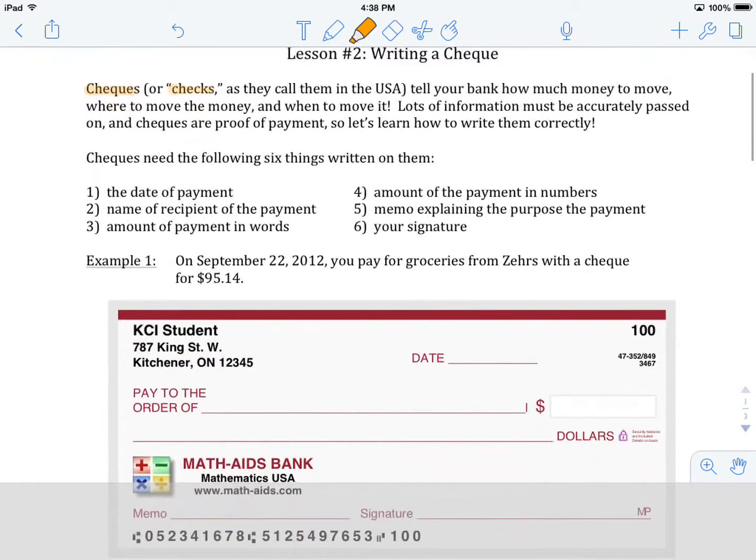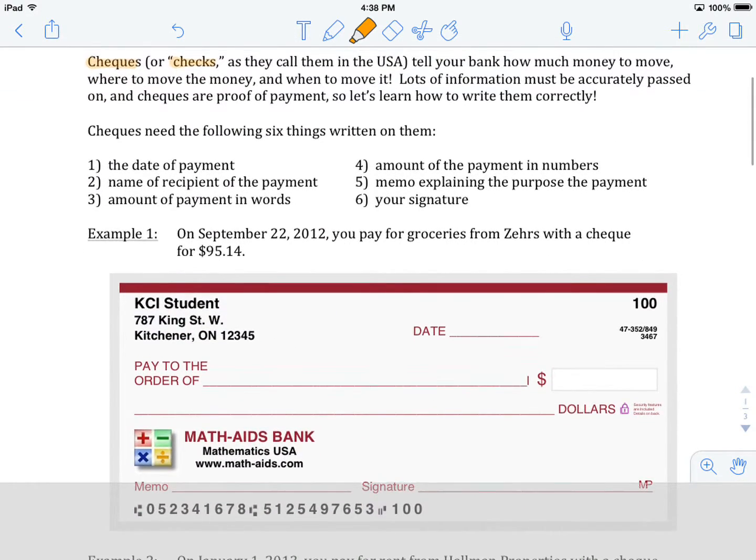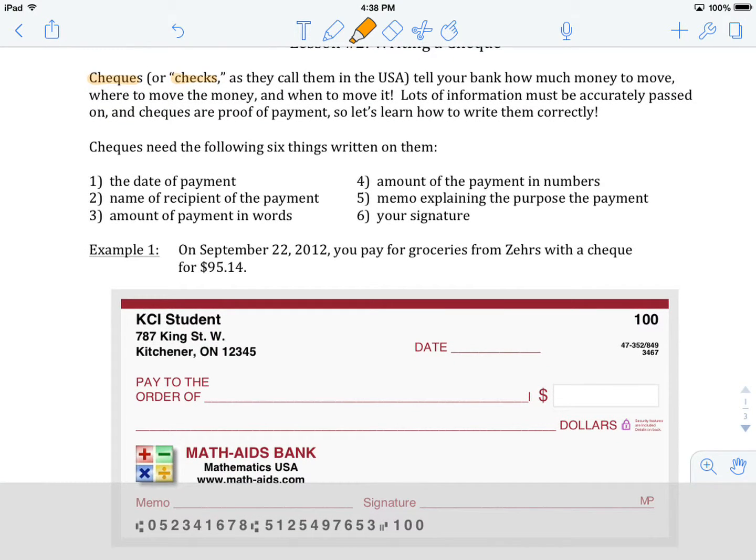If you look down the page a little bit, you see a little mock version of a check that I put together. What it does, it tells your bank how much money to move and where to move it and when to move it from which particular account of yours. Lots of information happening on there, and we have to make sure that we're filling them out correctly so that the bank is getting all of that relevant information and can verify that it's you, in fact, who is writing this check and not somebody else writing checks from your account.